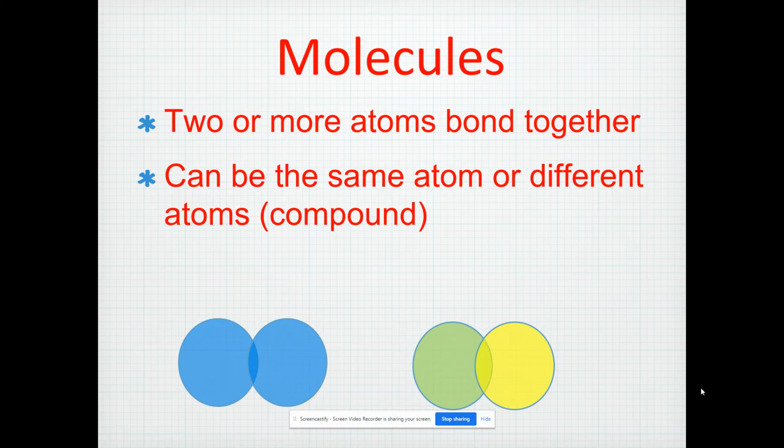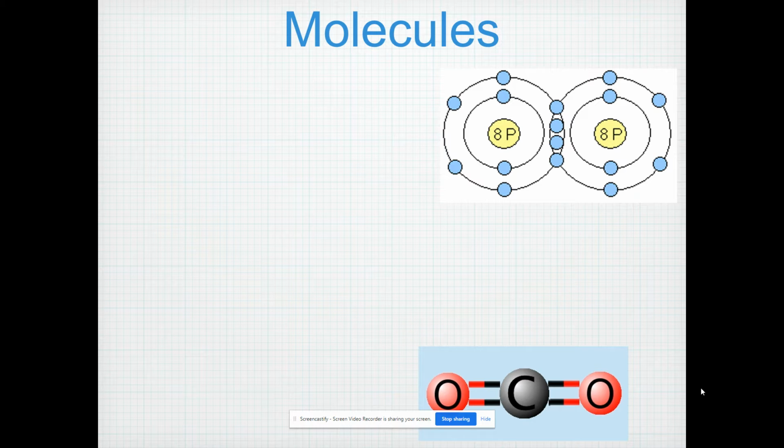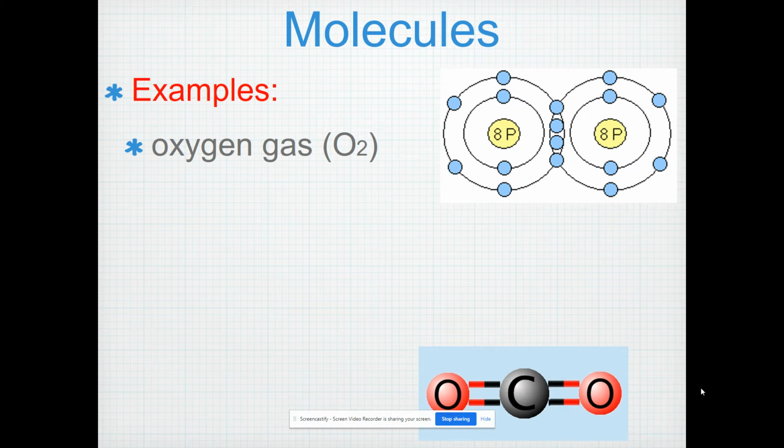So write these guys down. Pause it if you need to. Compound. Okay, so here we have some examples. Oxygen gas, that actually would be this one here. So we know that because earlier we looked at what's in the nucleus of an atom, and we know that protons determine what atom it is. So this has 8 protons. So these are oxygen. So this molecule here is O2.